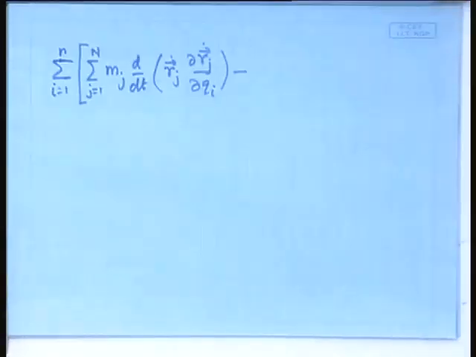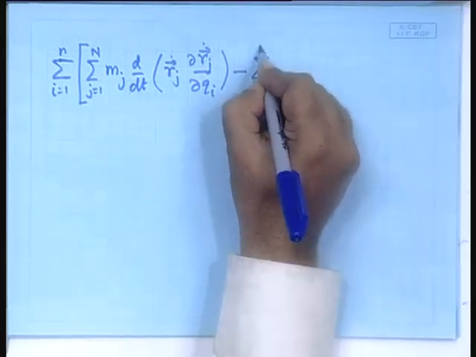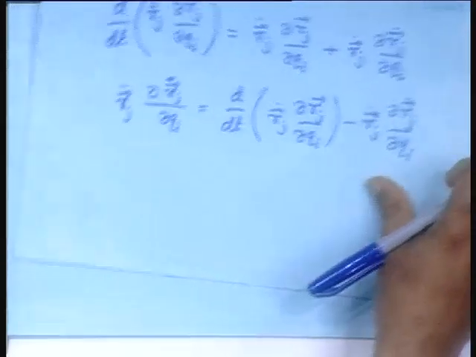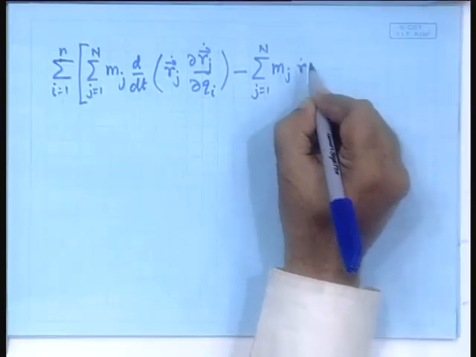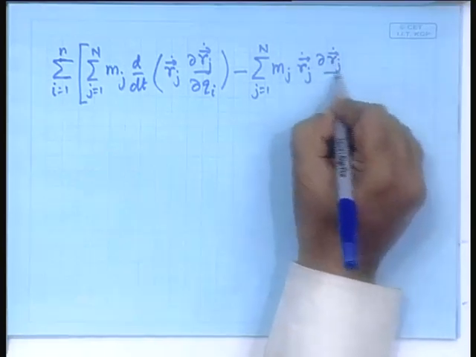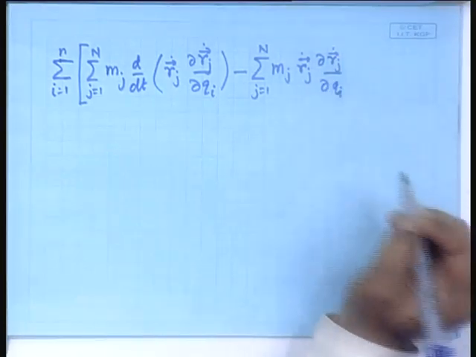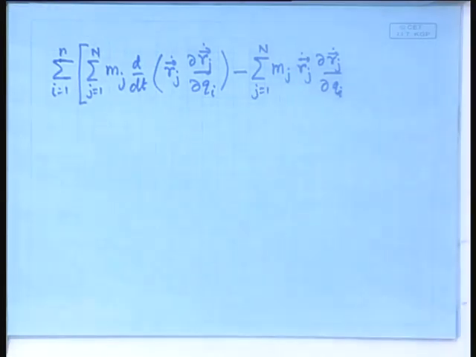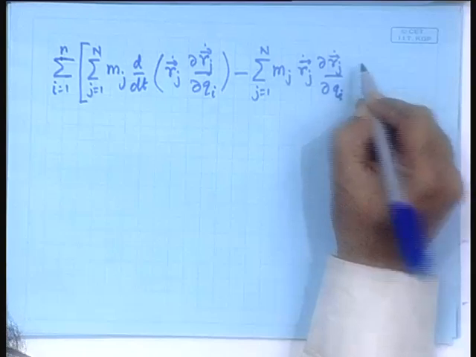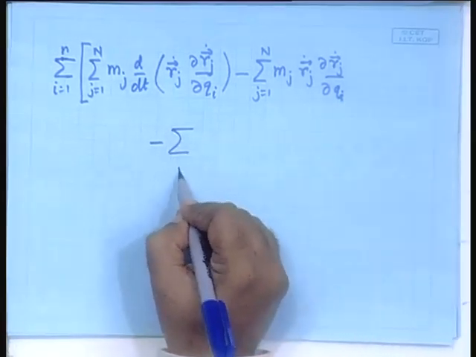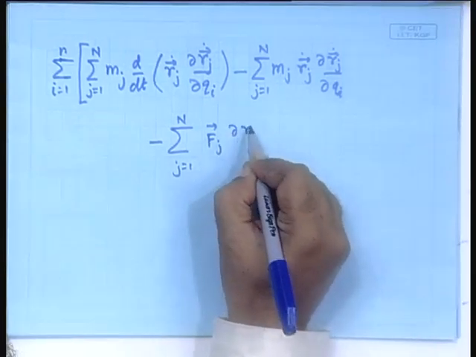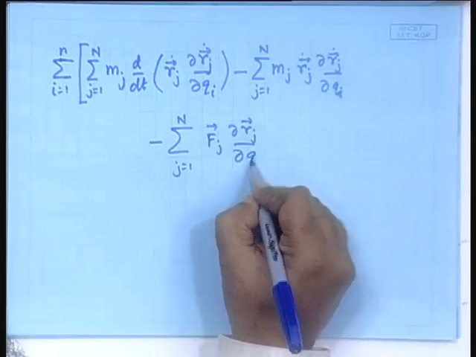Let us break up the summations again, j is equal to 1 to capital N. The next term m_j remains. Now comes this term, r dot, this is vector dot_j, ∂r dot_j/∂q_i. So, that substitution is over, but there was another term remaining here that has to be written. So, we will again write it as a separate summation, minus j is equal to 1 to n, it remains as it is, f_j ∂r_j/∂q_i.